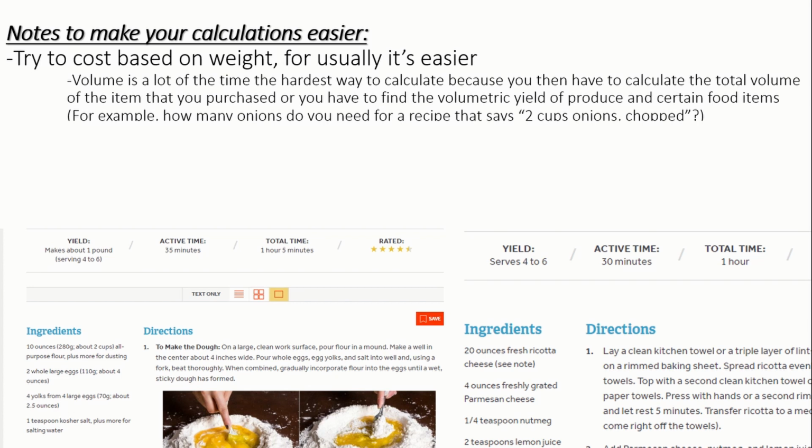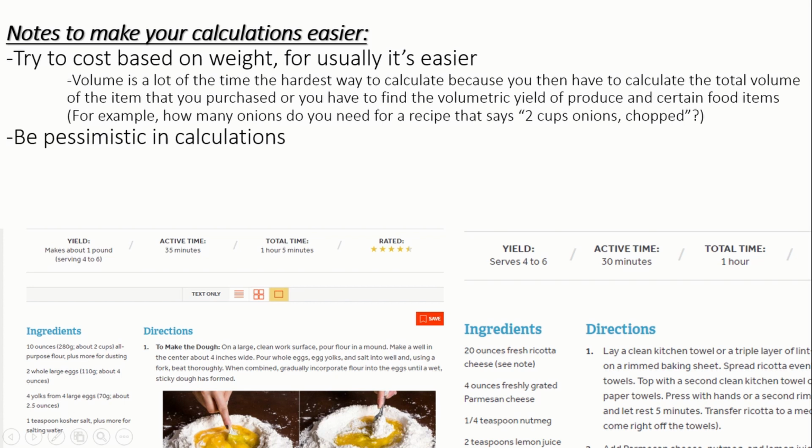There are exceptions. We will have some of those exceptions here in this lesson, but for the most part, try to go with weight. The example I give, especially when you do go into produce and certain food items, finding a recipe that says like 2 cups of onions, to try to calculate that for food cost is very, very challenging, very difficult, because if you've ever seen a recipe that says like 2 cups of onions or 1 cup of tomatoes chopped, you don't know, unless you actually do it and measure it yourself, how many cups one onion will get or how many cups a certain produce item will get. So try to go with weight if you can.